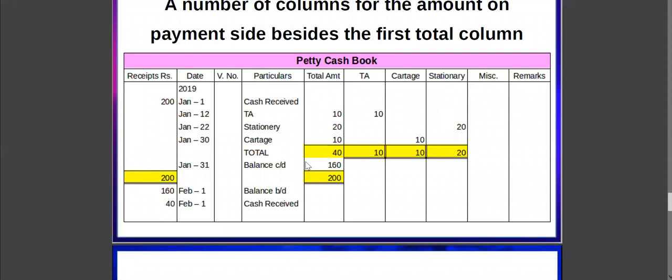I'll teach you how to tally this. First step, you have to add all the total column. Here it is 40 rupees. So we spent 40 rupees out of 200 rupees. The remaining balance is 160 rupees. So balance carried down 160 rupees.